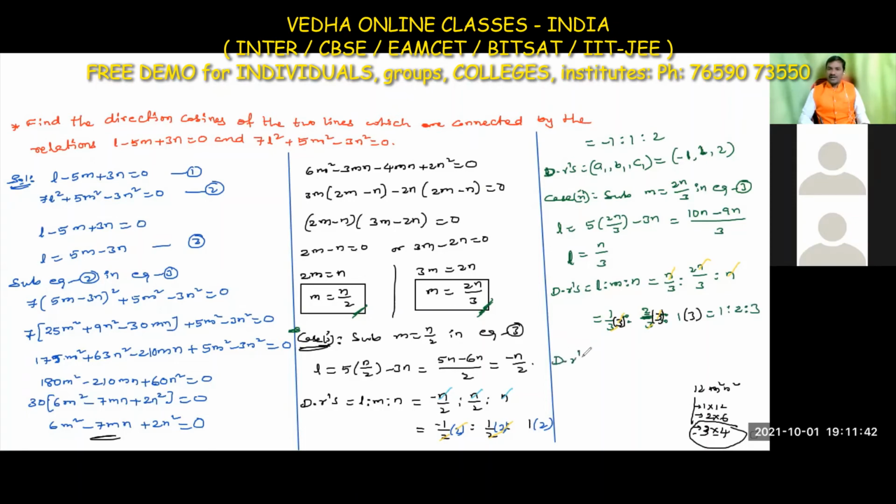So DR is equal to A2, B2, C2. So DRs is equal to 1, 2, 3. Now in case 1 and case 2, we are going to find the DCs. We want the DCs, right?